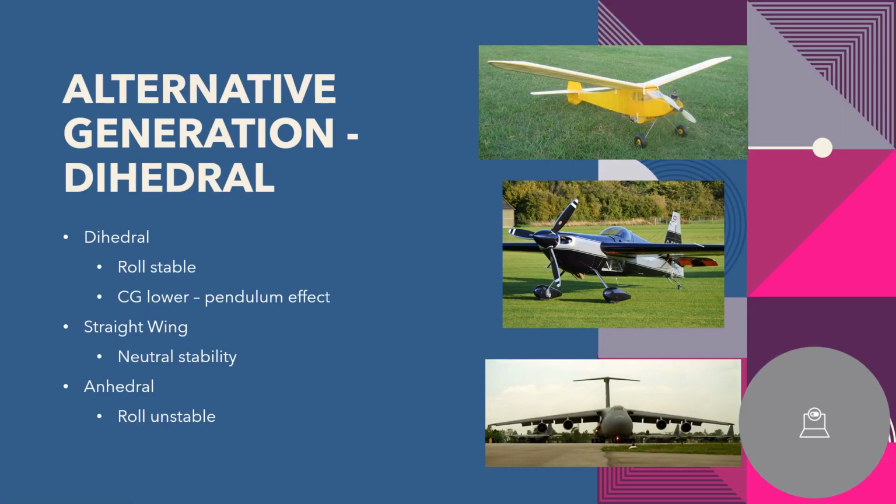Second, I'd like to look at dihedral. For most aircraft, there are three potential options that we can look at: dihedral, where the wings point upwards; no wing angle, which is a straight wing, where the wings go directly outward; and anhedral, where the wings point downwards. Straight wings provide neutral stability, and anhedral provides roll instability. However, active dihedral provides roll stability, which is required to have a glider which is capable of flying in a straight line, even when thrown in a side slip.